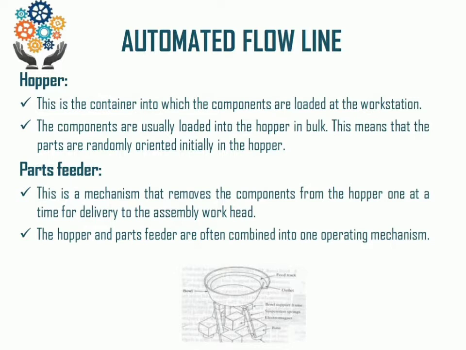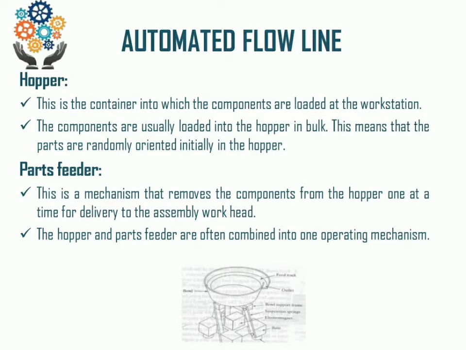part feeders. The components are usually loaded into the hopper in bulk. This means that the parts are randomly oriented initially in the hopper. Then these randomly oriented parts get passed through the part feeder. The part feeder is used to feed the particular required quantity of the component or material to the selectors and the orienter. This is the mechanism that removes the component from the hopper one at a time for delivery to the assembly workstation. The hopper and part feeder are often combined into one operating mechanism, as you can see in the diagram shown on your screen.